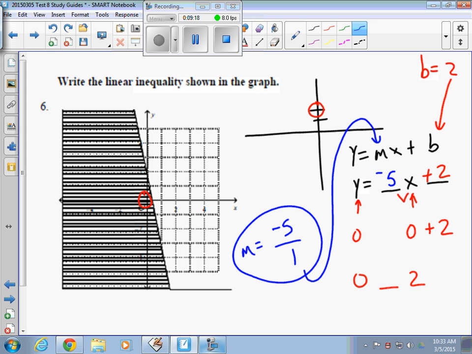So you know 0 is less than 2. And since it's a solid line and not a dashed line, you know it's not just less than, it's going to be less than or equal to. So the only thing you change about your equation from earlier, this y equals negative 5x plus 2 we came up with, is we're going to use that same symbol, less than or equal to. And this is your inequality to represent the picture shown.